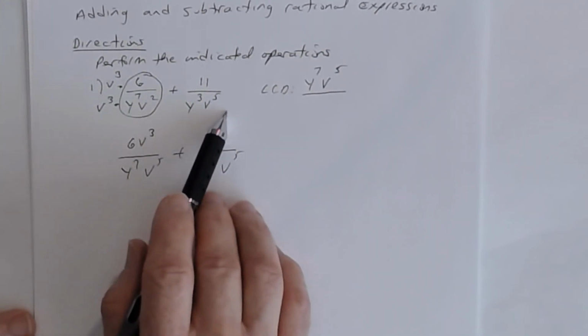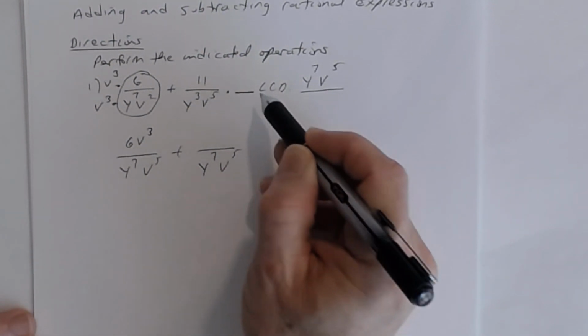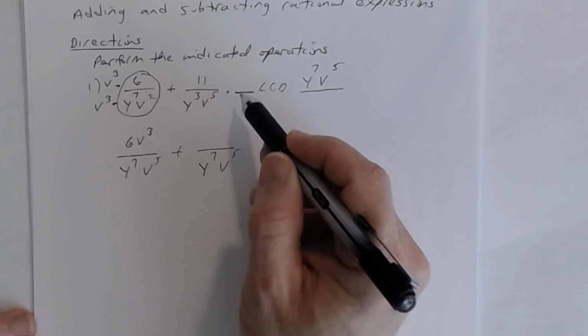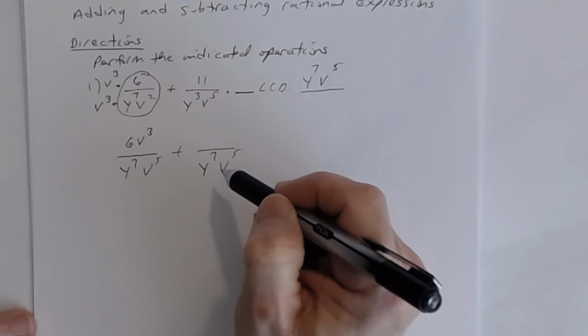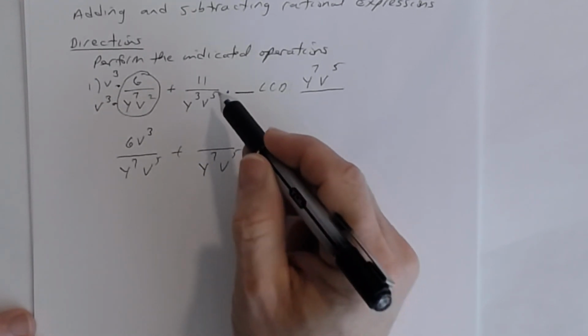Now over here, if you notice what I have, again, you have to do the same thing. You're going to multiply both numerator and denominator by some factor that gives you this denominator. This time, notice I have v to the fifths are the same.